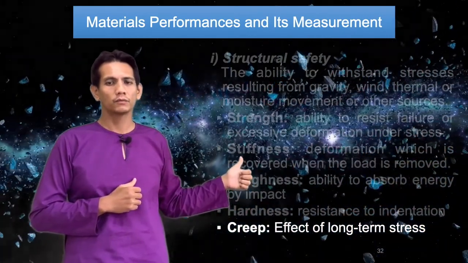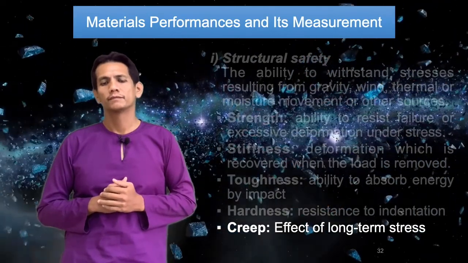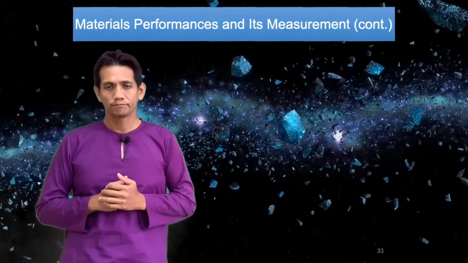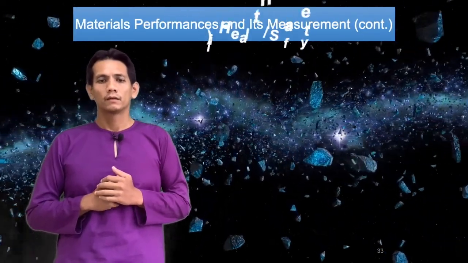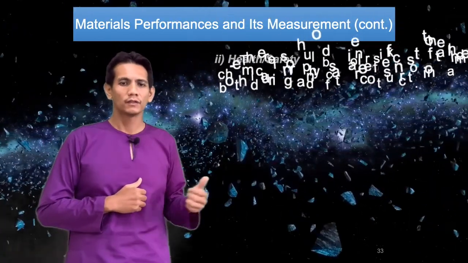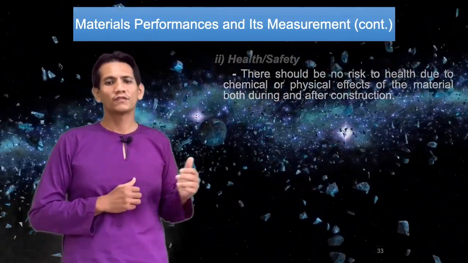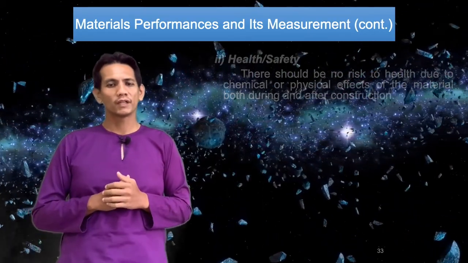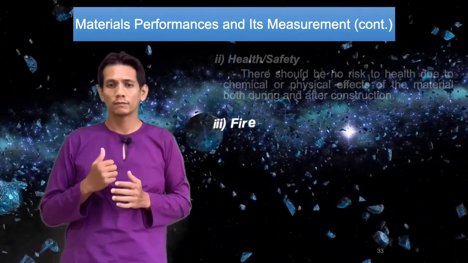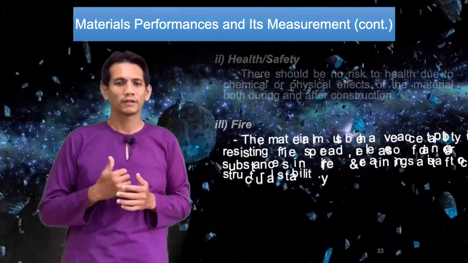How is it measured, right? Next. Health and safety. How do we measure health and safety? There should be no risk to health due to chemical or physical effect of the material both during and after construction. These are things that need to be considered. It's very important. Health, safety issue.